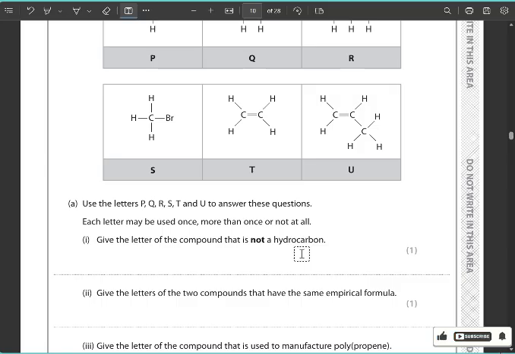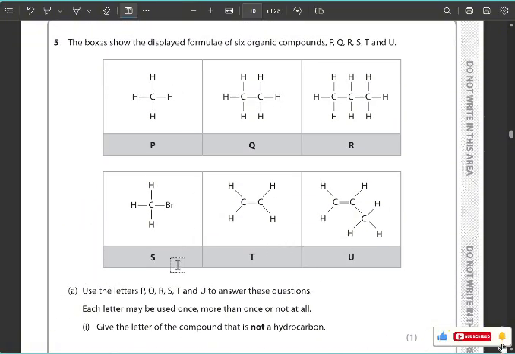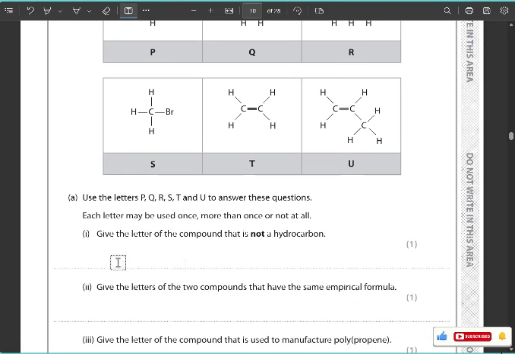We know that hydrocarbons should only contain carbon and hydrogen atoms, and in S it contains bromine too. That's why S is not a hydrocarbon. And the next one, give the letters. It means the answer that we give should be more than one letter.